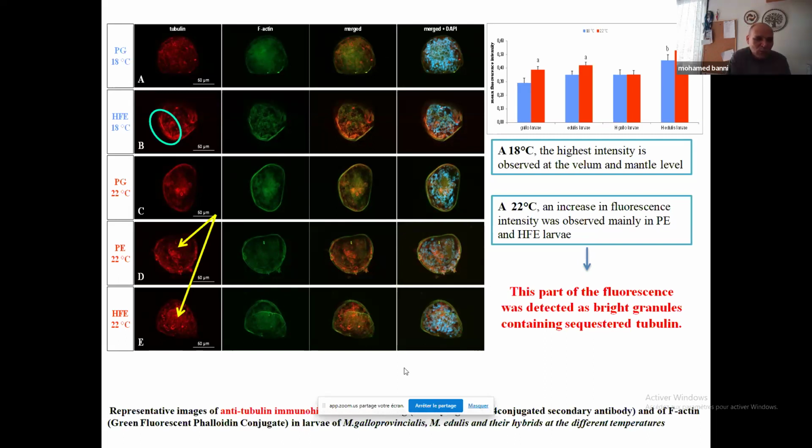So this was to prove that, as you can see here, we have depicted the histogram, the tubulin level was maximum in Edulis larvae. I mean, Edulis larvae are really facing the drastic effect of the increase of temperature. So this first proves that the larvae, the hybrid from a mother Edulis, are not really very safe in presence of temperature increase when compared to Galloprovincialis.